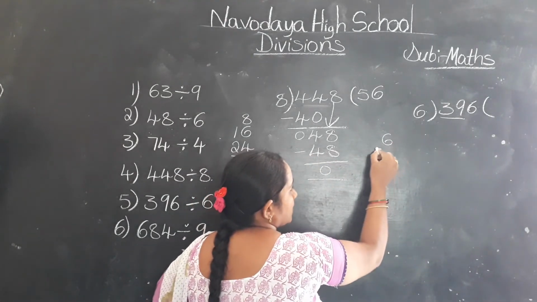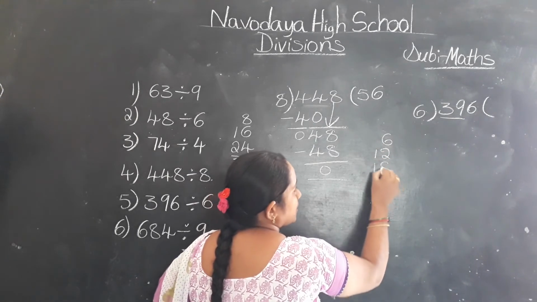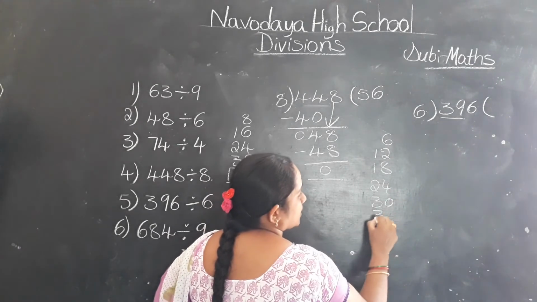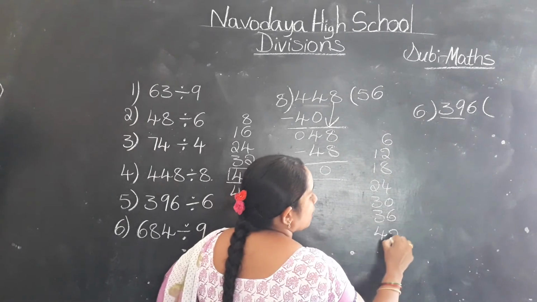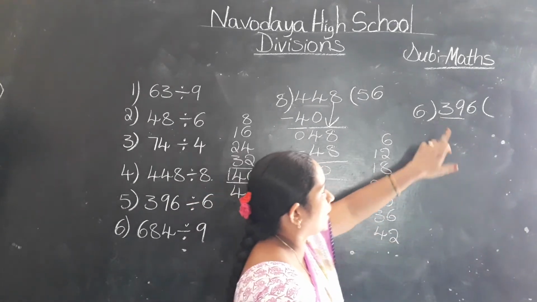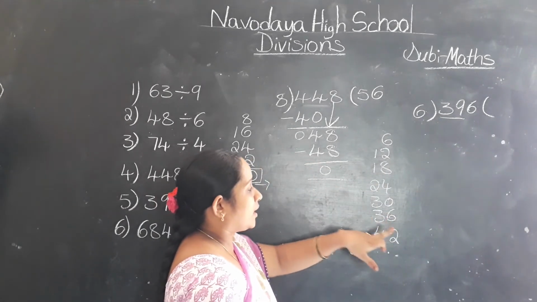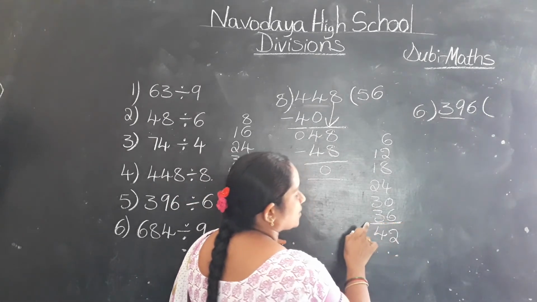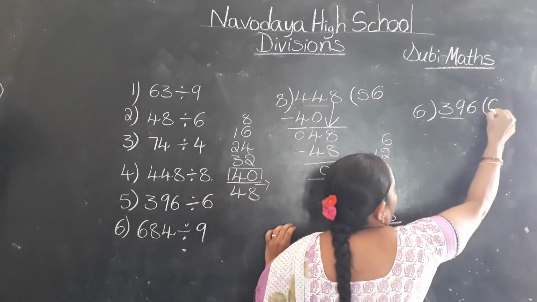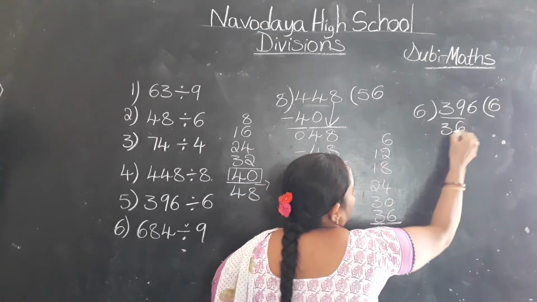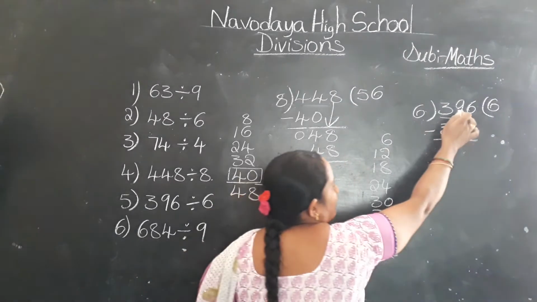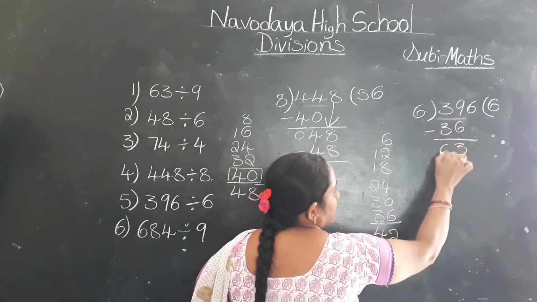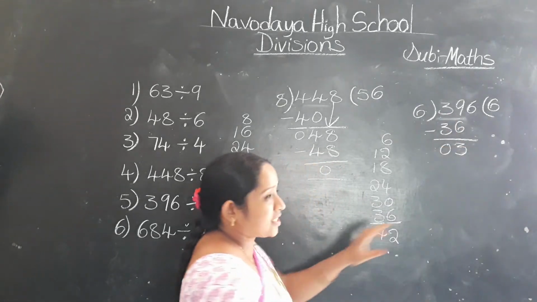Say 6 ones are 6, 6 twos are 12, 6 threes are 18, 6 fours are 24, 6 fives are 30, 6 sixes are 36, 6 sevens are 42. So here we want 39, but 39 is not there. 39 lies between 36 and 42. We have to choose the lesser number, that's why 36. 6 sixes are 36. Do subtraction. 9 minus 6. How much? 3. 3 minus 3? 0. No value for left side 0.